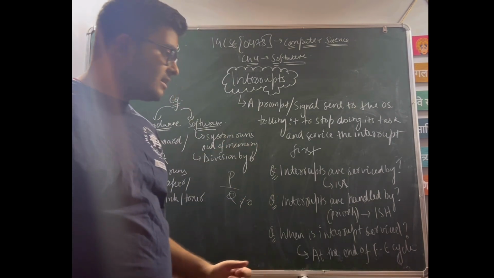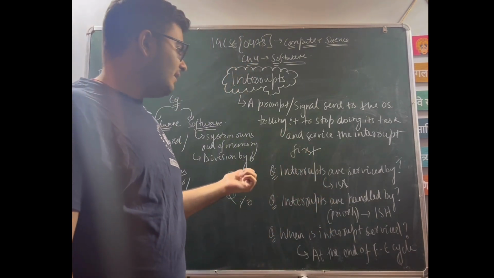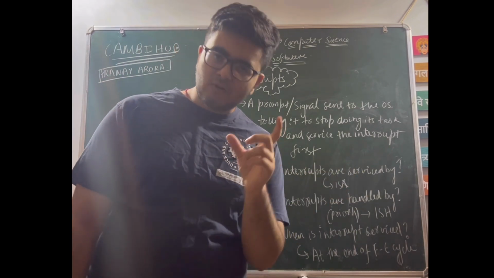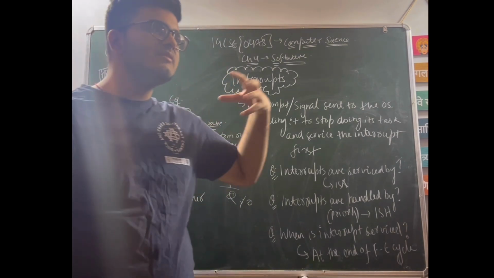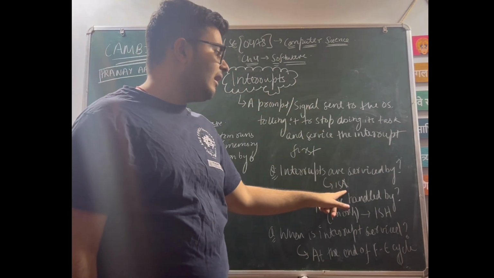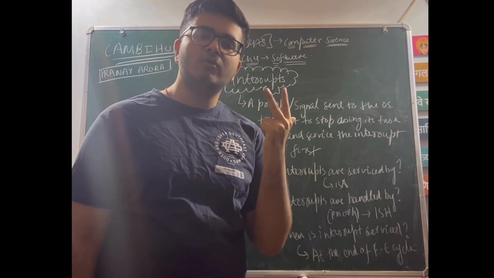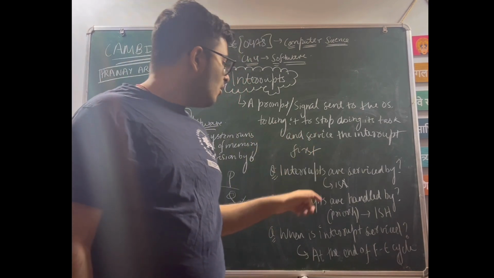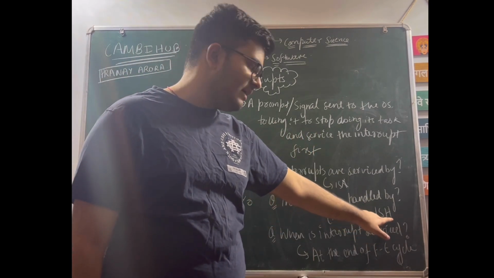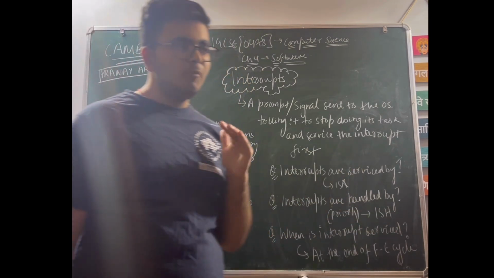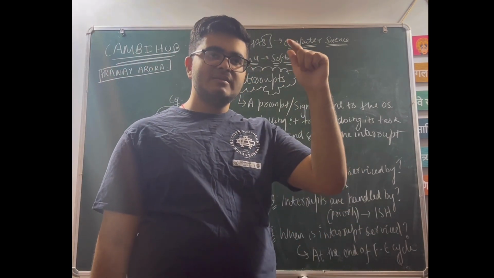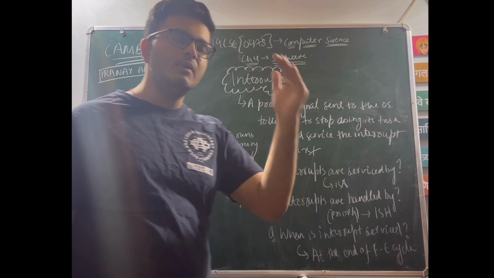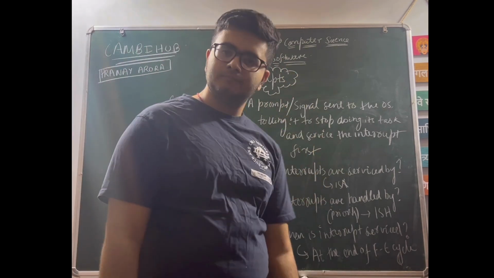A few questions that students get confused with. Number one, who services these interrupts? What is the name of that thing that services these interrupts? ISR, which is the interrupt service routine. Who handles these interrupts? ISH, the interrupt service handler. Who will put the interrupts on priority? This interrupt is at this priority, this interrupt is at this priority. Who will do that? The interrupt service handler, right?